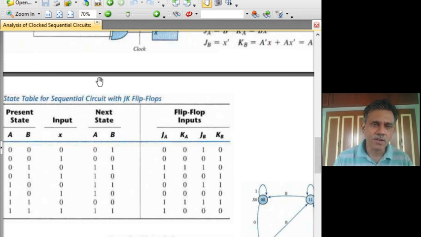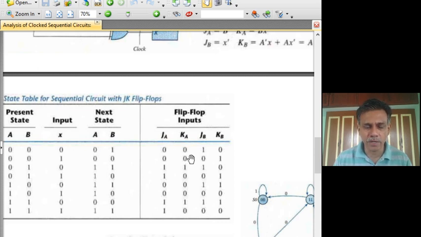So conventionally you would have a state table which will have only this part, the 3 inputs in the broad sense for the circuitry and the outputs which are the next state. But these are the intermediate signals that are required in order to compute the next state. So the first step is to find out JA, KA, JB, KB for each of the input conditions.